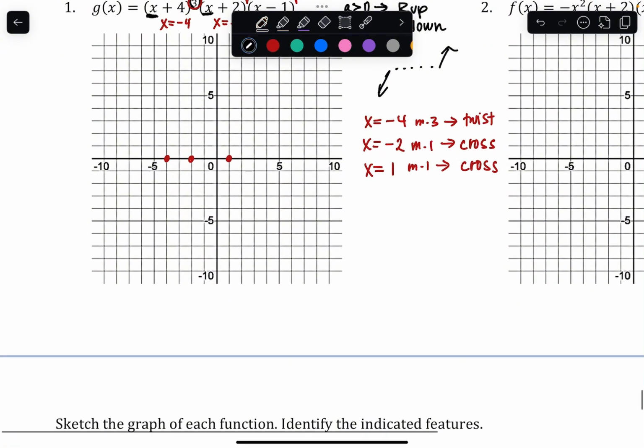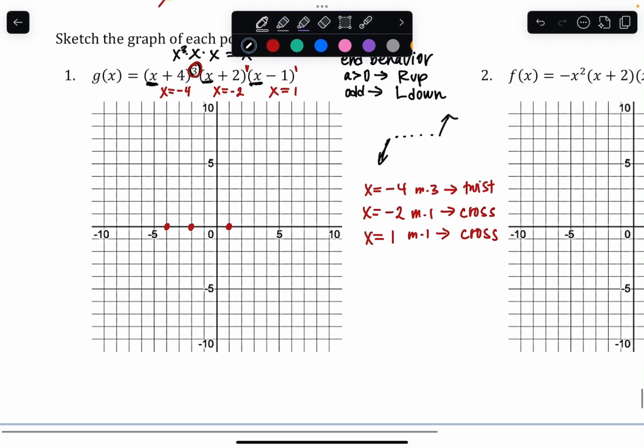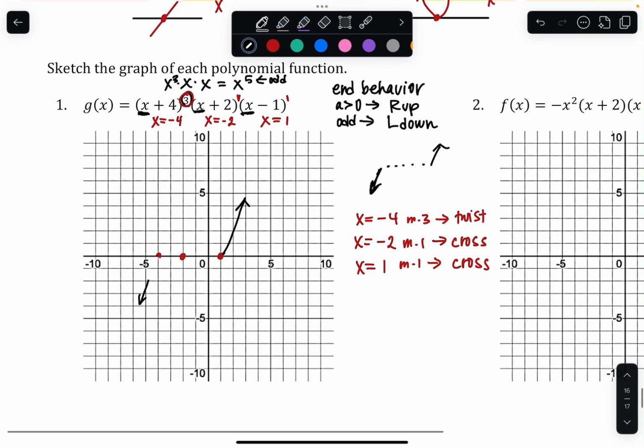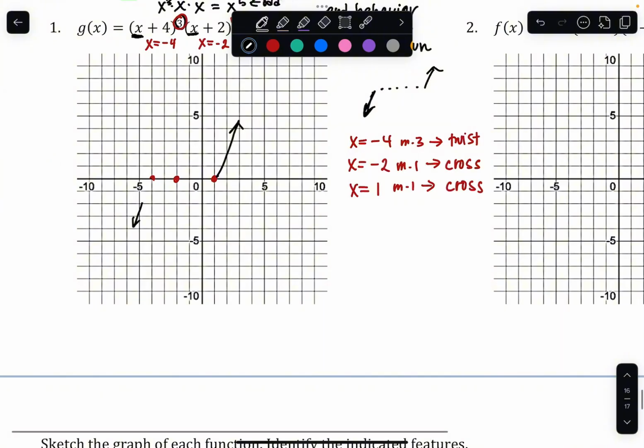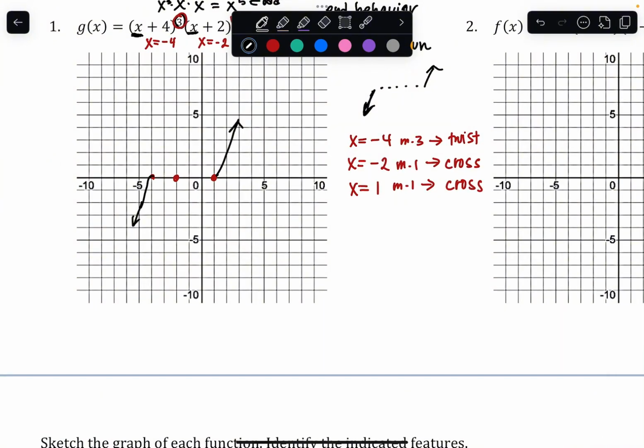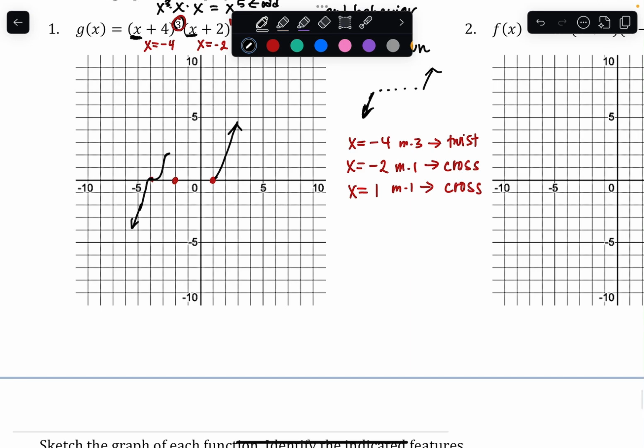Okay. And so I'm going to start with the end behavior. So we have left side down, right side up. And then at -4, it needs to twist. Okay, so if you need to leave yourself a little room, it's going to have a change in concavity. And so it's going to be down and then up. So you can kind of flatten it out. And it doesn't matter how high up you go.